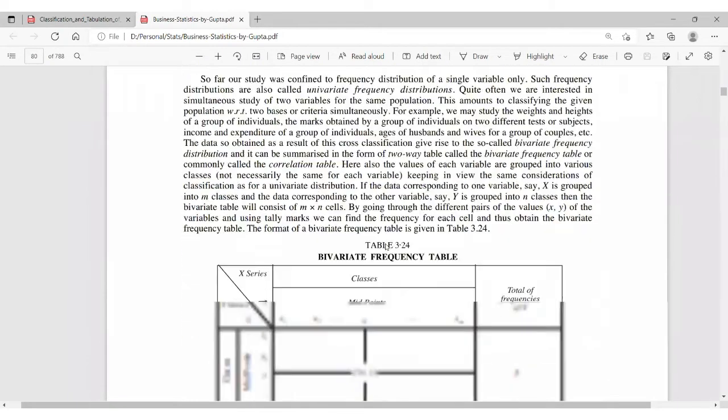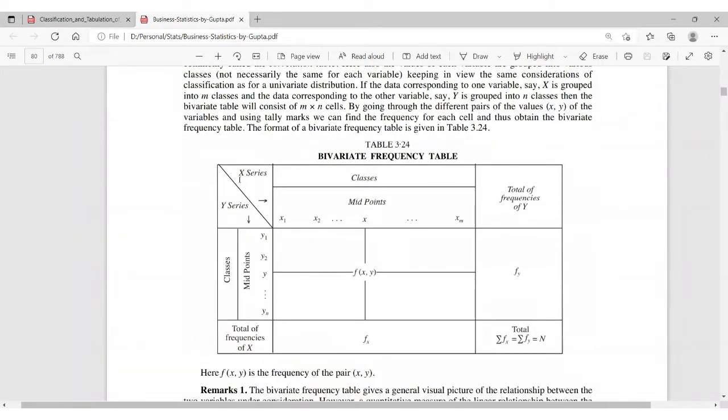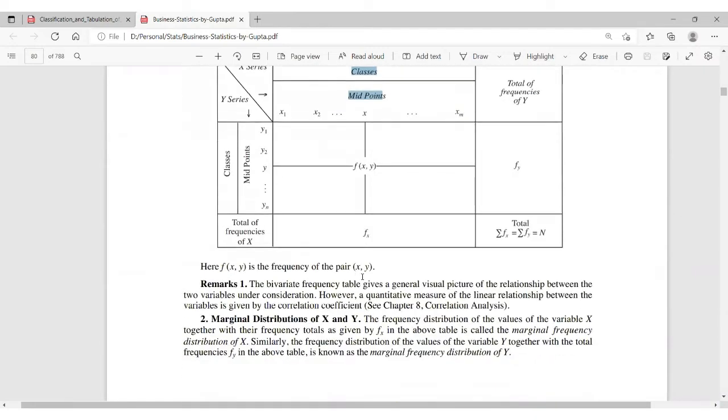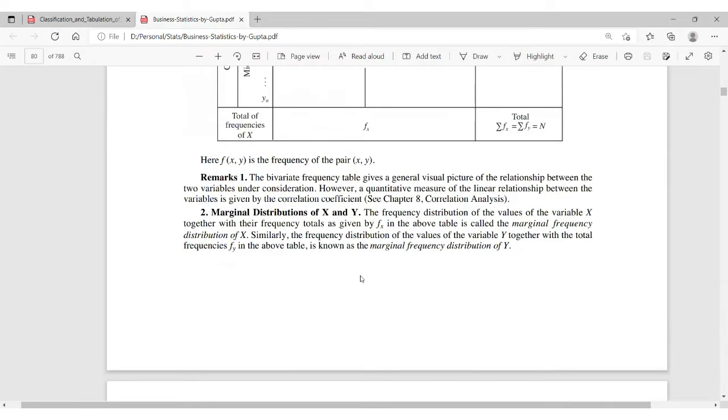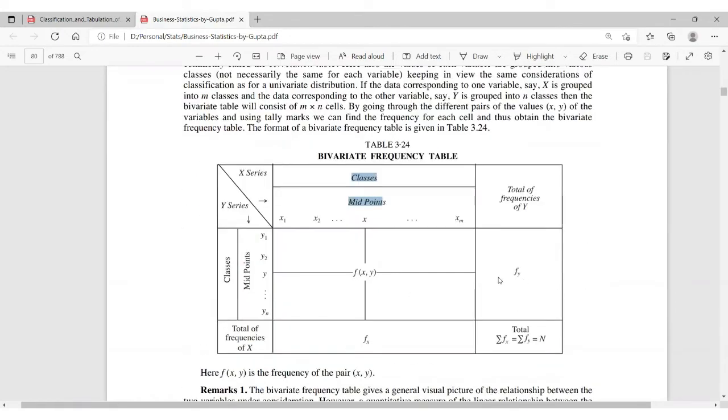This is a bivariate frequency distribution. Bivariate means two variables, the X variable and the Y variable, right? Similarly, classes like this, and so on. So this is how we show a bivariate frequency distribution. I'm just giving you the idea of what a bivariate is.